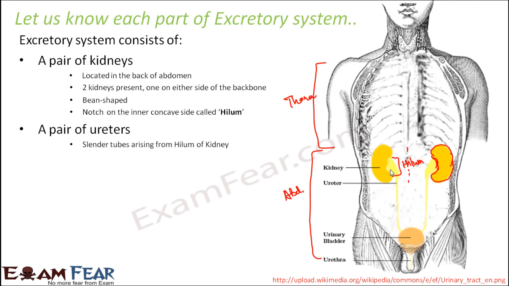Next is the pair of ureters. These are slender tubes arising from the hilum of the kidney. So if you see from the hilum, you have thin tubes and they are called ureters. They open into the urinary bladder.